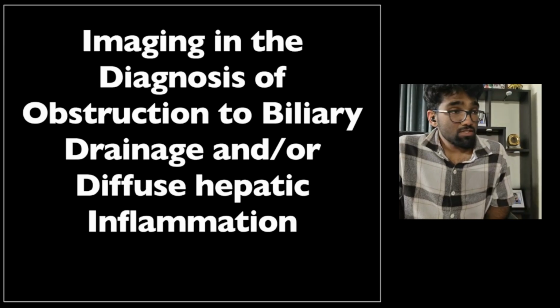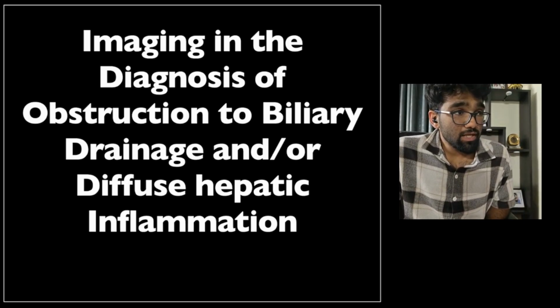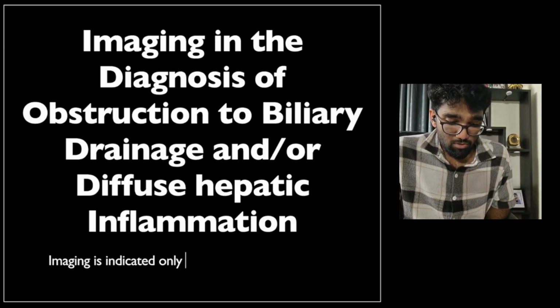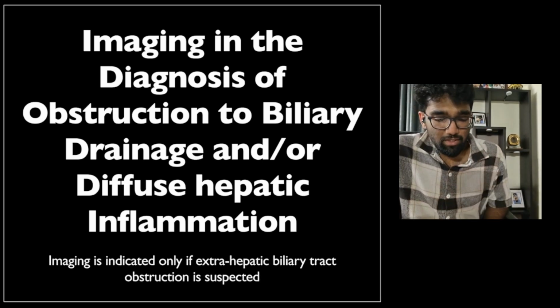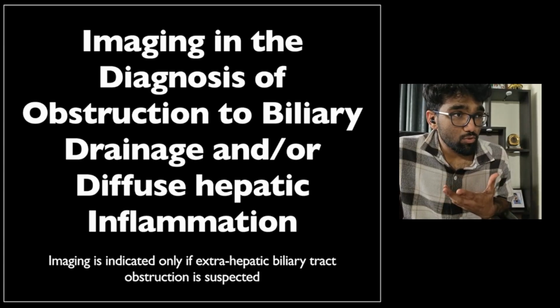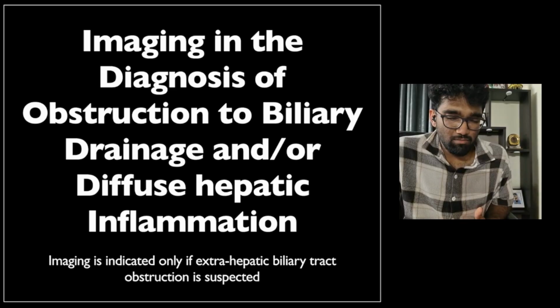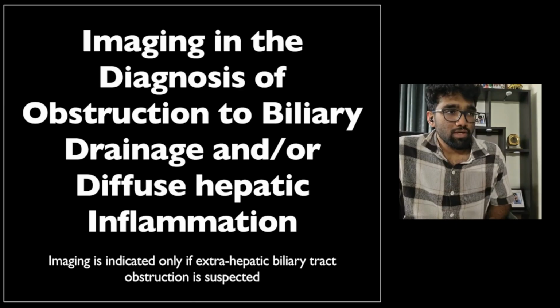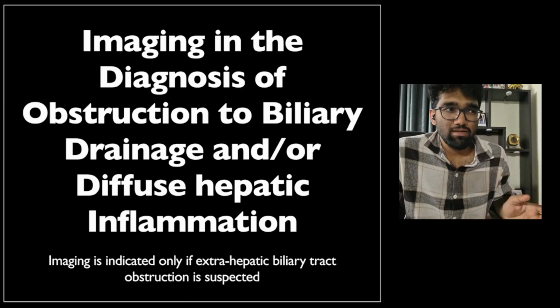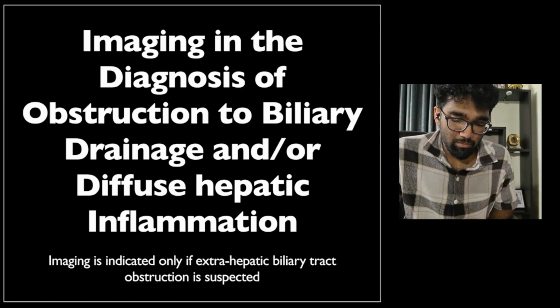Now, let's first talk about the obstruction to the biliary drainage and diffuse hepatic inflammation. So, as I've discussed previously, it is when you suspect extrahepatic biliary tract obstruction that you will go ahead with imaging, and this is in most situations. Barring when you're suspecting elevation in ALP levels due to primary biliary cholangitis in a patient with localized cutaneous systemic sclerosis or primary Sjogren's syndrome or something like that. So in that situation, you're quite clear, and even then we do rule out extrahepatic biliary tract obstruction.